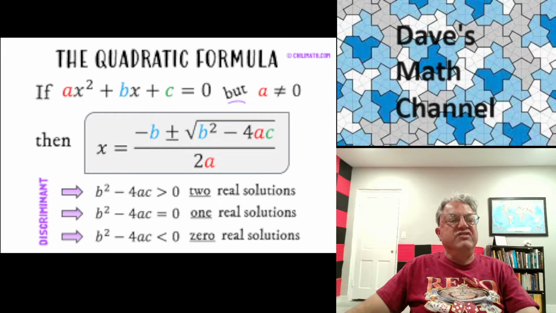The linear case is obvious, but the quadratic case is the next most interesting. So I think you all learned the quadratic formula in high school. You have a polynomial ax squared plus bx plus c. That's called a quadratic polynomial. You set it equal to 0, and of course your leading term has to be non-zero.